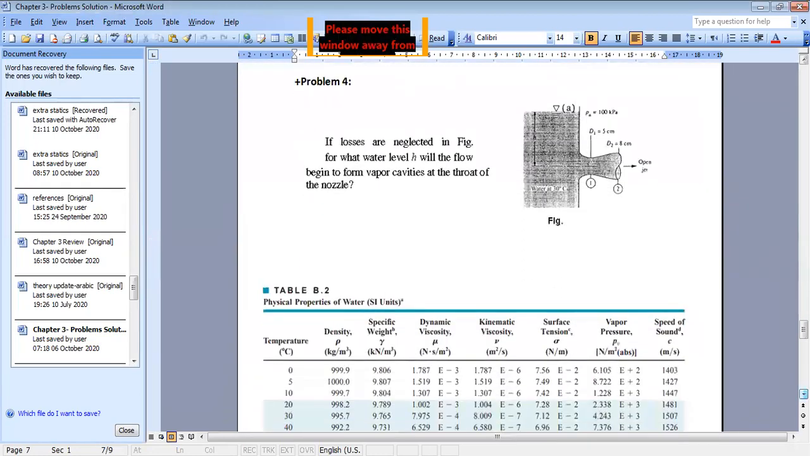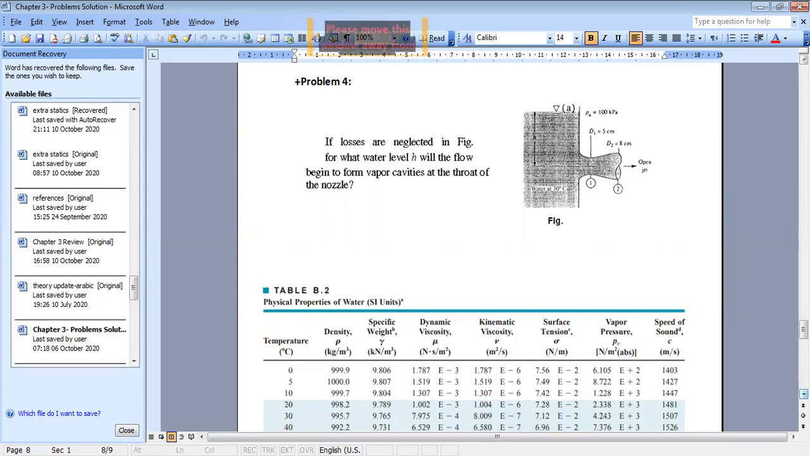If losses are neglected in the figure, for what water level H will the flow begin to form vapor cavities at the throat of the nozzle? So here, when we talk about vapor cavities, what phenomenon do we have? Cavitation. Very good. We have cavitation.